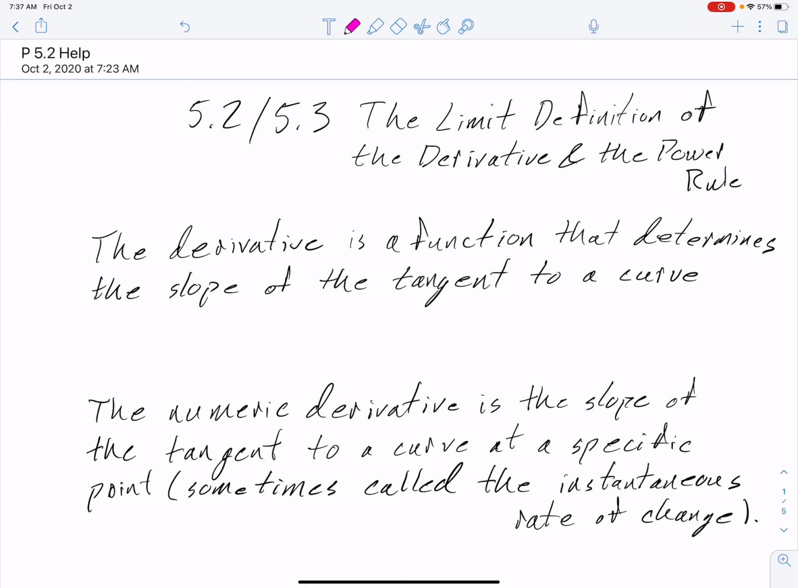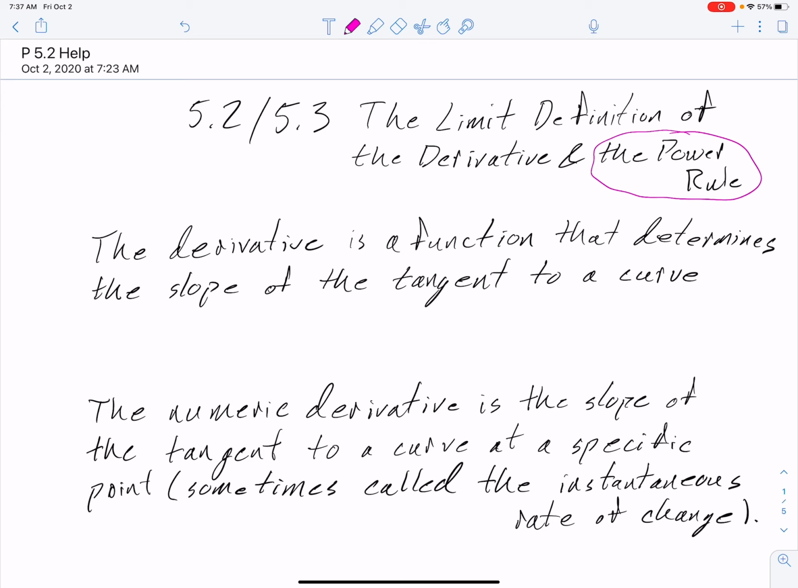So today we're going to take a look at section 5.2 and section 5.3. That's the limit definition of the derivative and the power rule. We're going to spend a little time talking about the limit definition of the derivative and most of our time focusing on the power rule. In a normal year, we would have spent an entire day on the limit definition. I was already planning for us not to spend an entire day on the limit definition because we were doing this all online, so this kind of fits right in step.